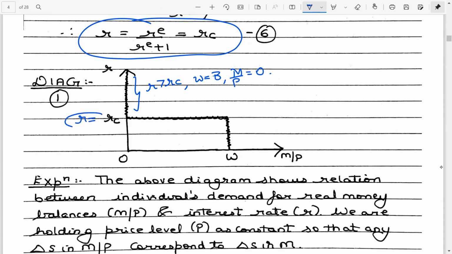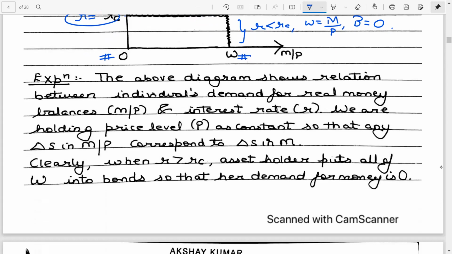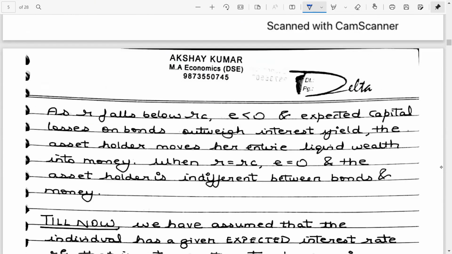When R is exactly equal to RC, the individual is on the horizontal portion where she can hold zero money, or all her wealth in the form of money, or some combination in between. And in this particular segment, R is less than RC. So the individual is going to hold all her wealth in the form of money, and demand for bonds decreases. Okay, hoping students have understood this.